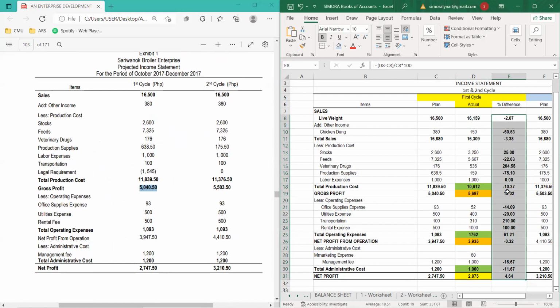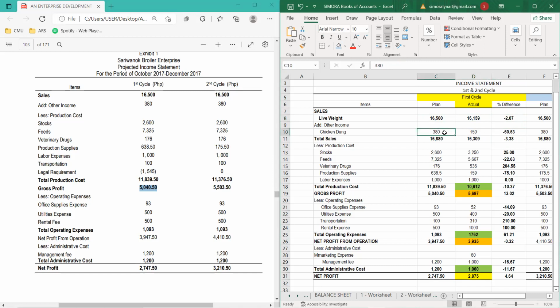Okay? So it's either I'm losing or, rather, my plan is bigger compared to my actual. And that's good. At least I saved at least 60, okay, 60% of my actual and plan. As you can see, my plan is 16,500 in sales. In actual, it's 1,059. So that means I didn't reach it. That means it's a loss or negative.